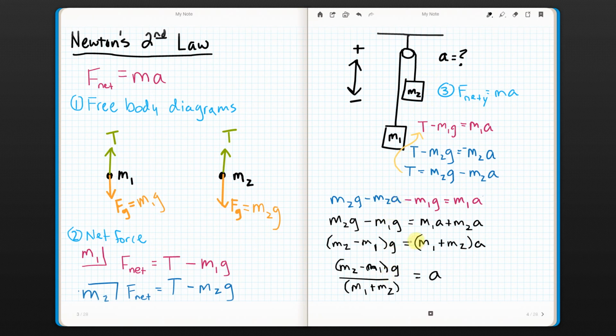Okay, so this was a one-dimensional, typical Newton's second law problem. We will do more complicated ones next.